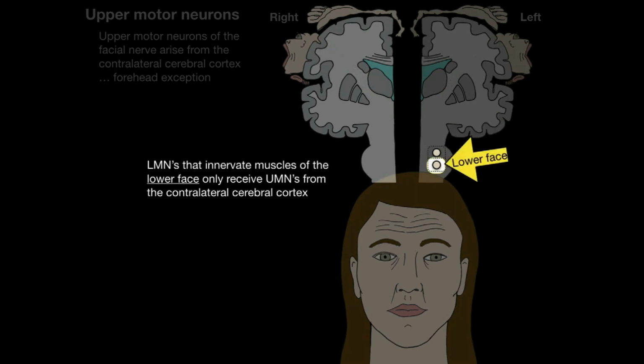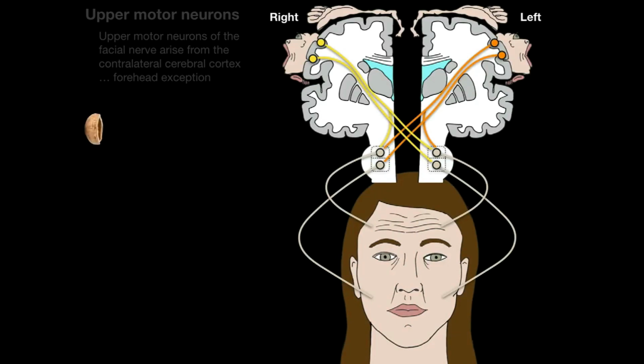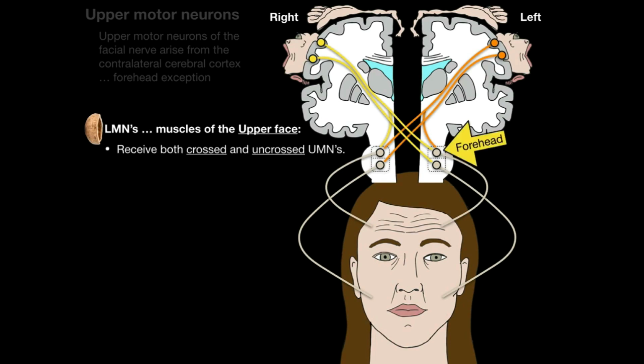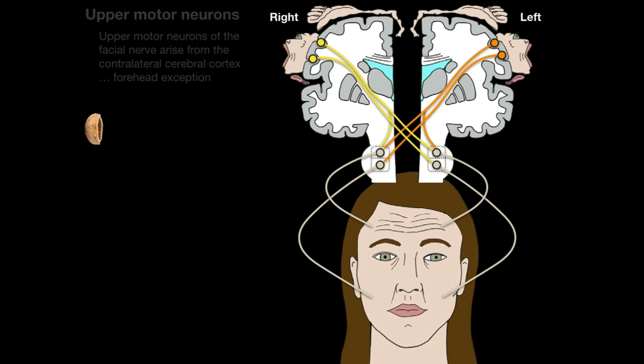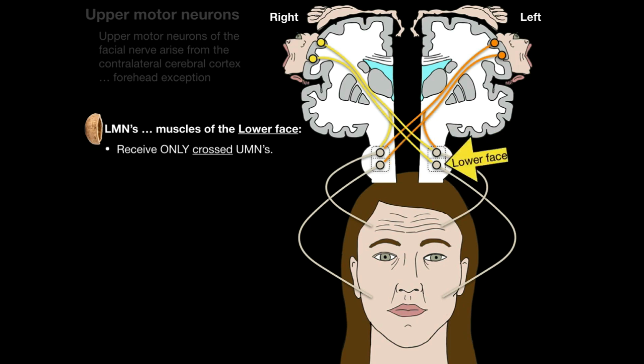Now, if we take a look at the lower face, lower motor neurons that innervate muscles of the lower face only receive upper motor neurons from the contralateral cerebral cortex. So let's do a little nutshell moment here. Lower motor neurons that innervate muscles of the upper face receive both crossed and uncrossed upper motor neurons, whereas lower motor neurons that innervate muscles of the lower face receive only crossed upper motor neurons.